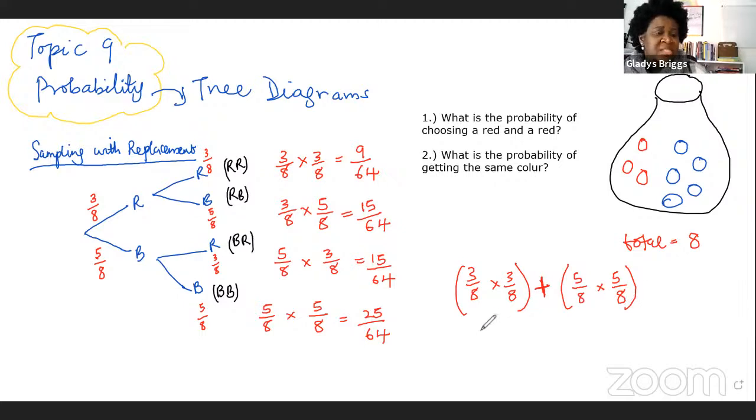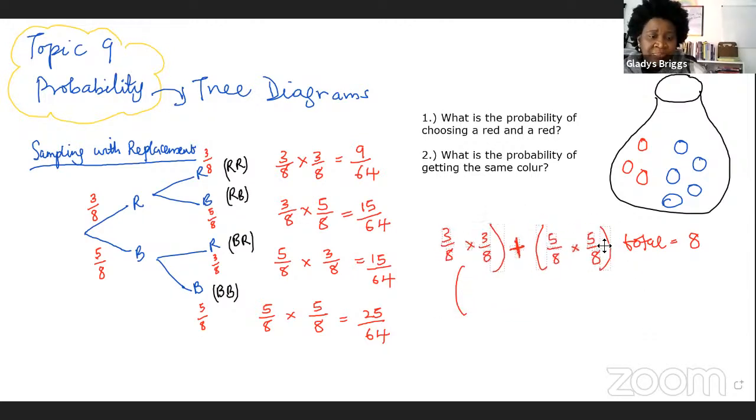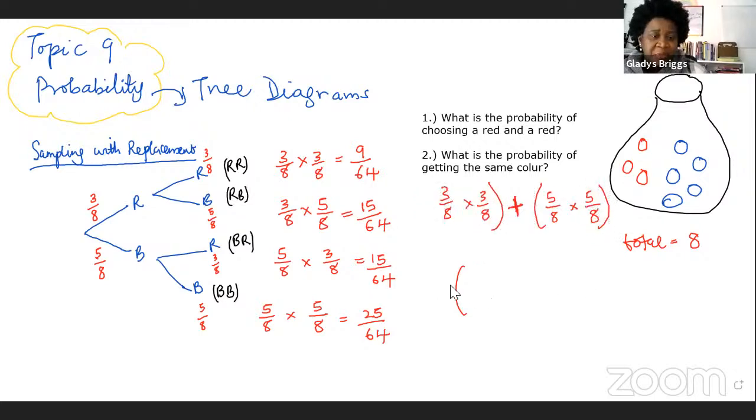So now you need to put this into your calculator to be able to work out question 2. Probability that they are the same color is red and red or blue and blue. 17/32. Well done. Well done, guys.